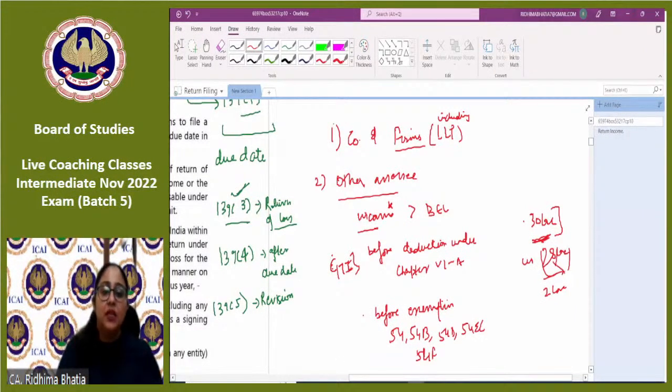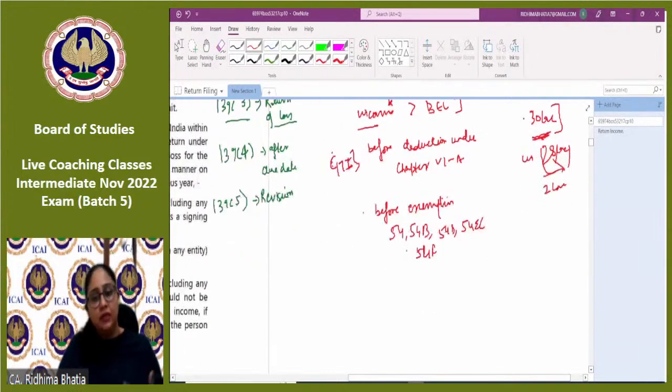So can I say that in the case of other assessees, if the gross total income before exemption under section 54, 54B, 54D, 54EC is more than the basic exemption limit, then they have to file the return of income, otherwise they are not required. Or you can say income before deductions, which will come to your gross total income, and before exemptions. Okay? But these were the simple provisions.